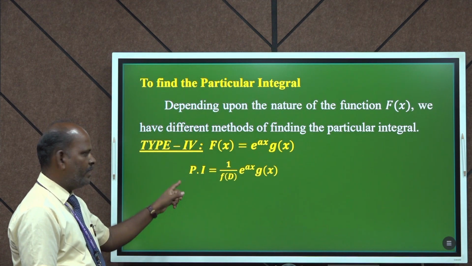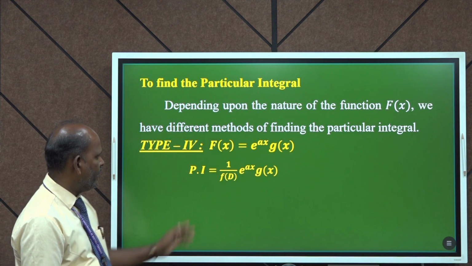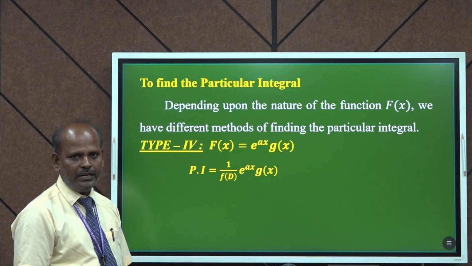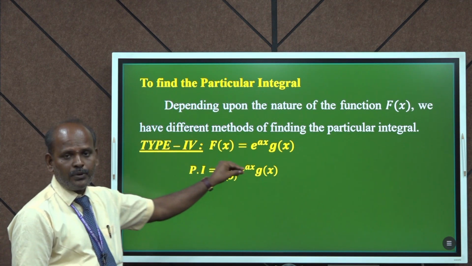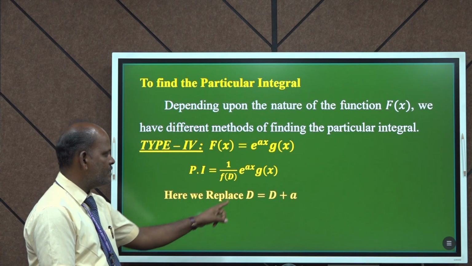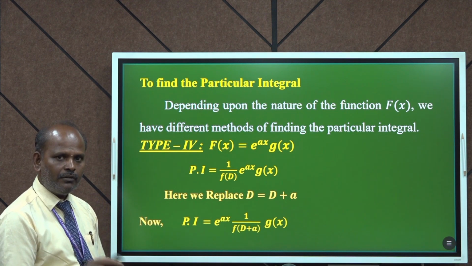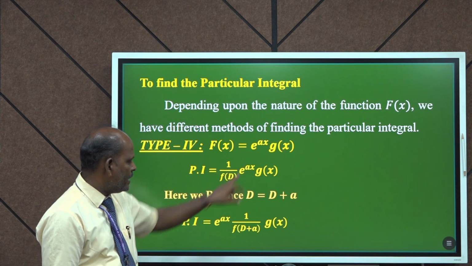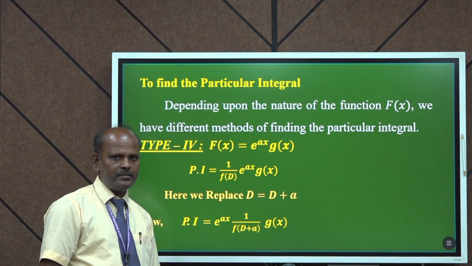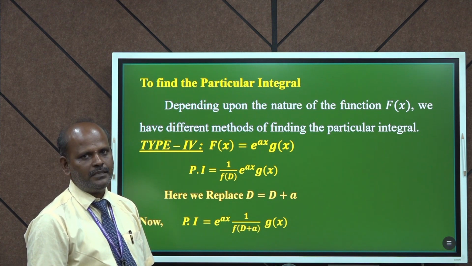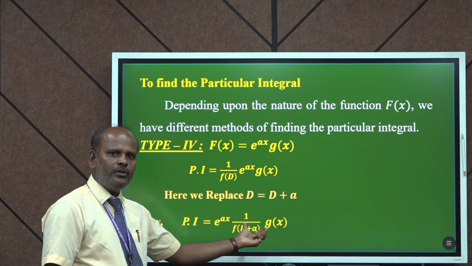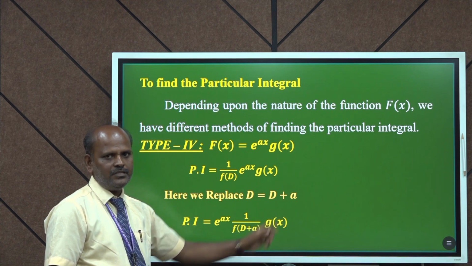In that form, our PI is equal to 1 by f of D into e power ax g of x. f of D is the operator form of the given differential equation. If the right hand side is a product of two functions, first for e power ax we put D is equal to D plus a. Therefore, our PI becomes PI is equal to e power ax into 1 by f of D plus a into g of x, since we replace D by D plus a. The remaining is of either type 2 or type 3. Type 2 is sin or cos and type 3 is an algebraic function.